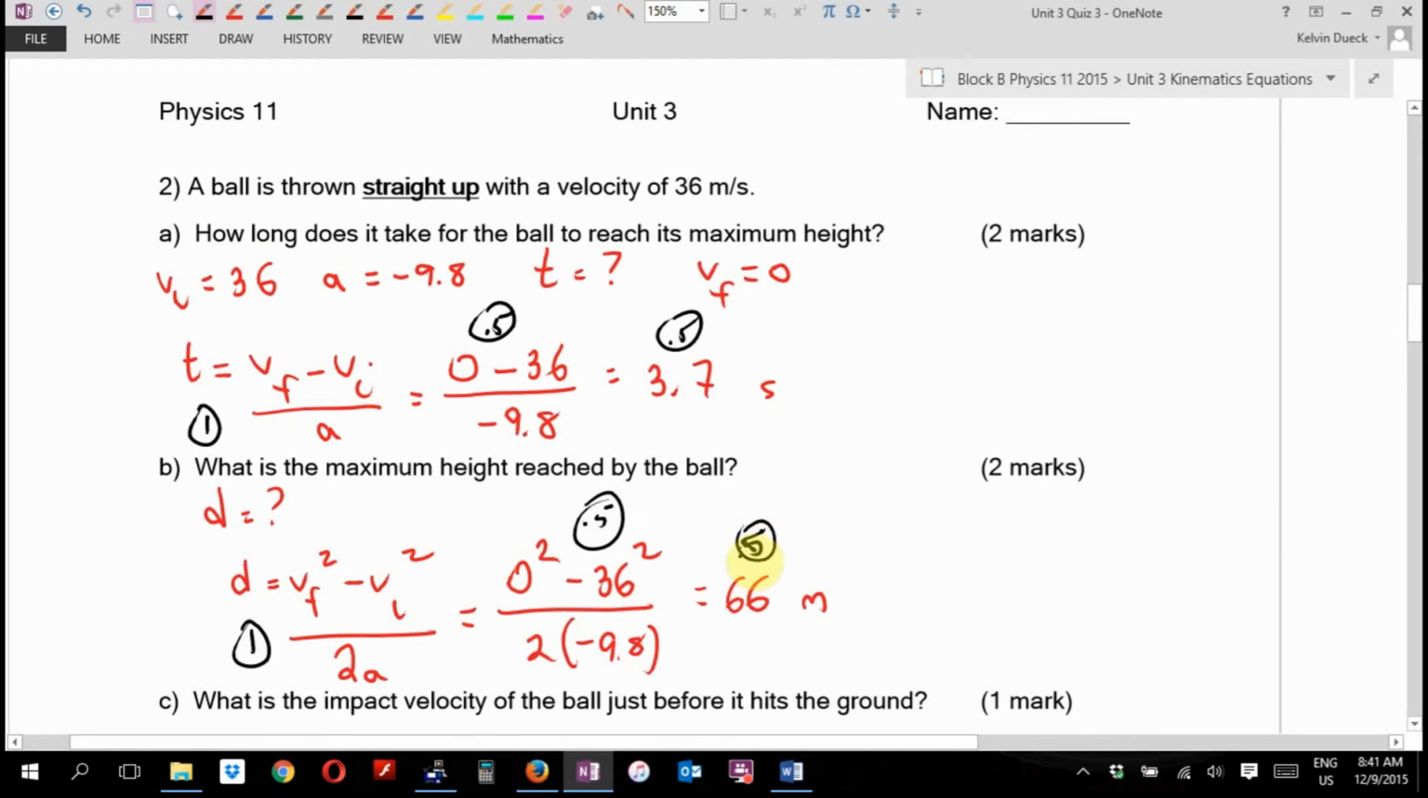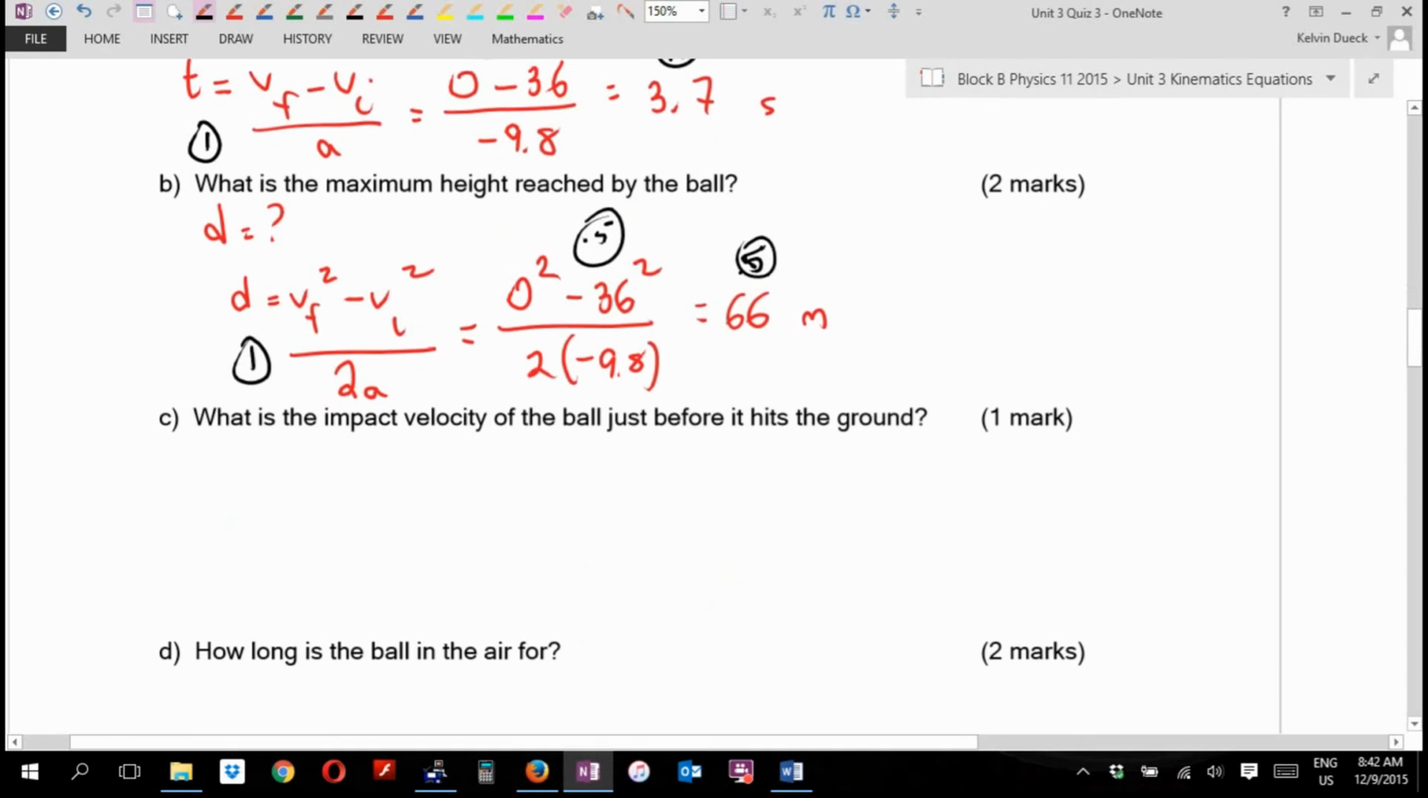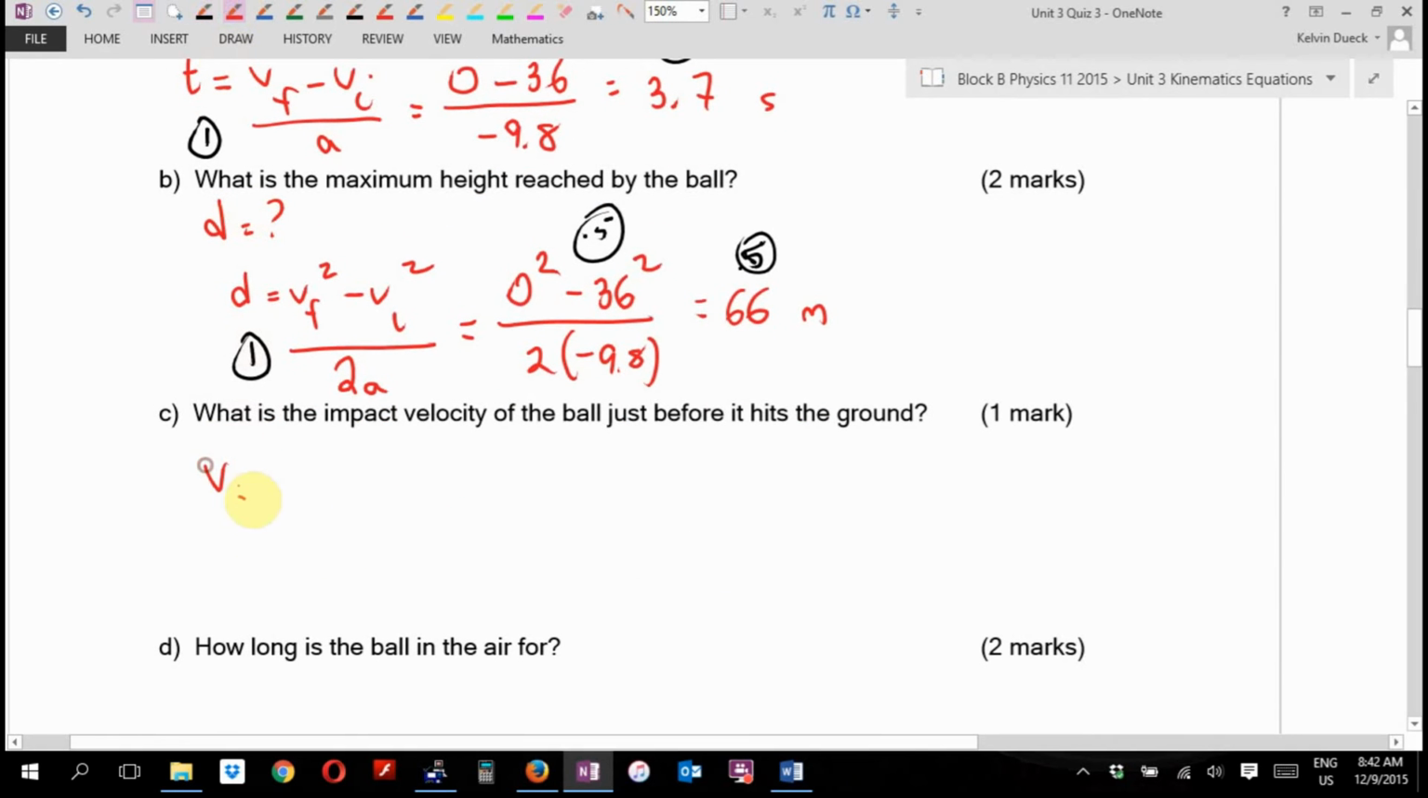Isabella, how many marks is part C worth? 1. How many was part B worth? 2. How about part A? I'll bet you 1 mark means you can get the answer doing no work by just thinking about it. And you can. VF is going to be negative 36 meters per second, because are we starting on the ground? Yeah. Are we ending on the ground? Yeah. Then what goes up must. Touché.